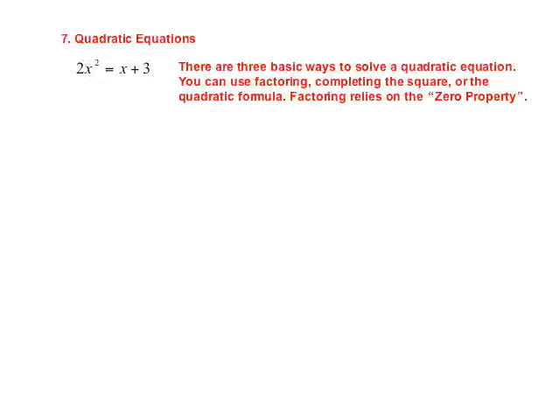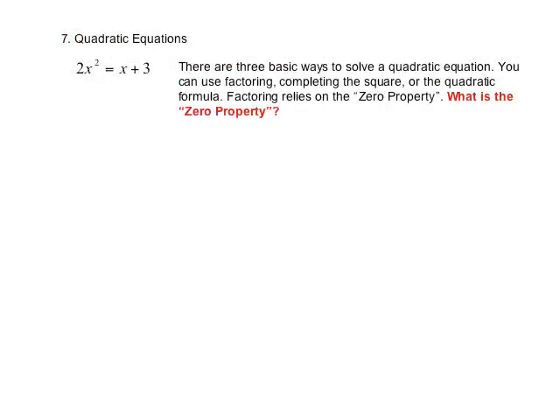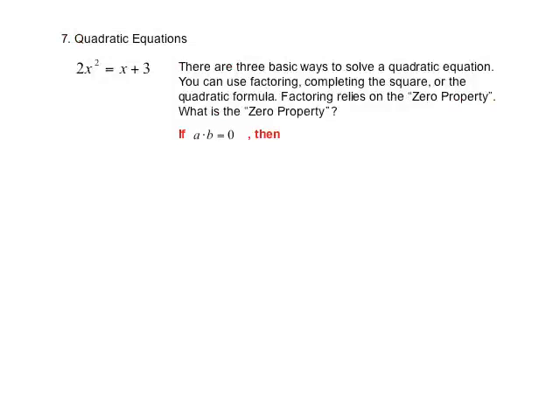Factoring relies on the zero property. What is the zero property? If a times b equals 0, then we know something. Can you figure out what we know if a times b is equal to 0? Only 0 has this property in our number system. So this is kind of a handy idea: if we multiply two things and we get 0, what do we know for sure?